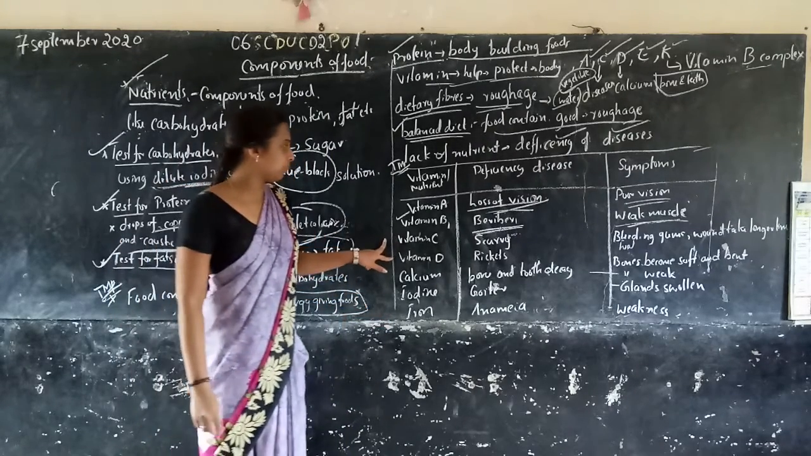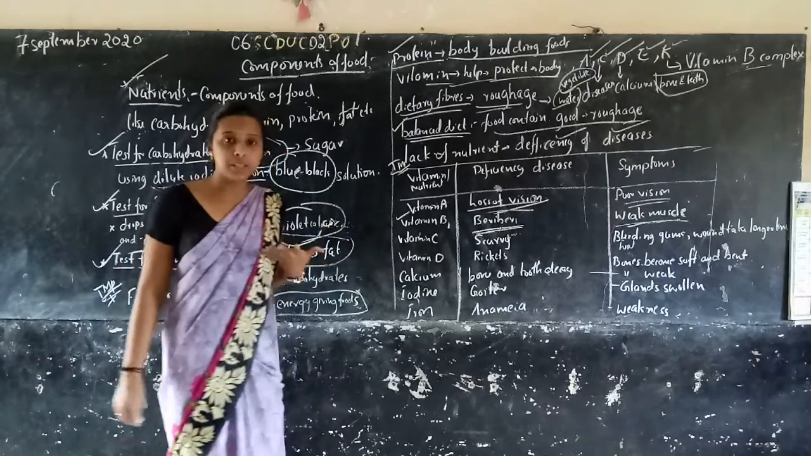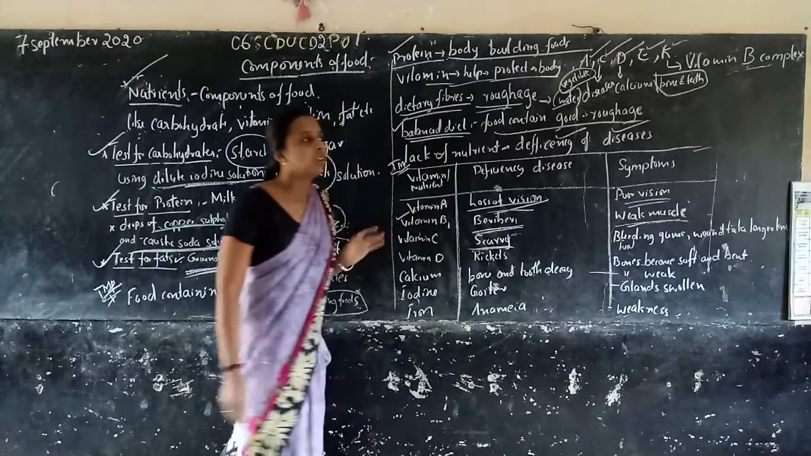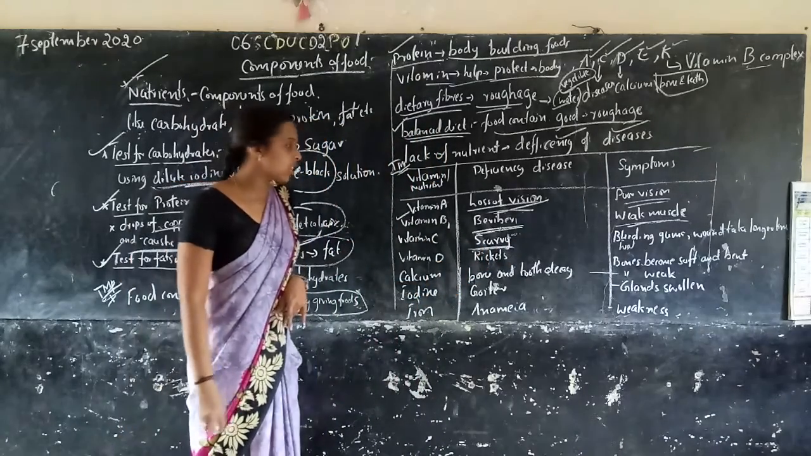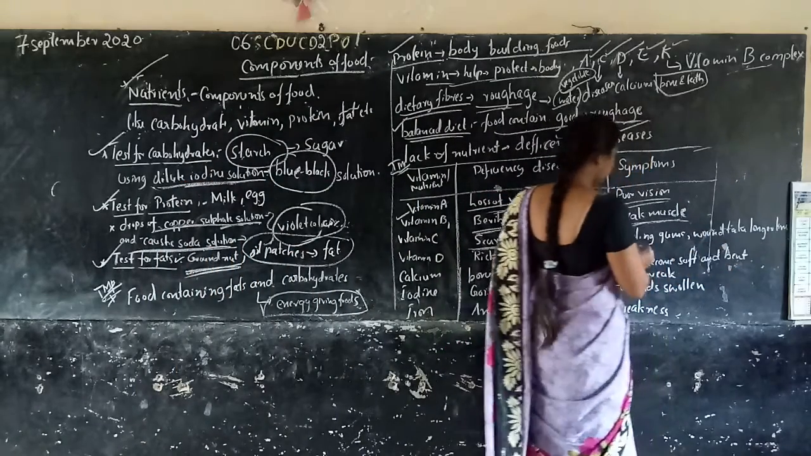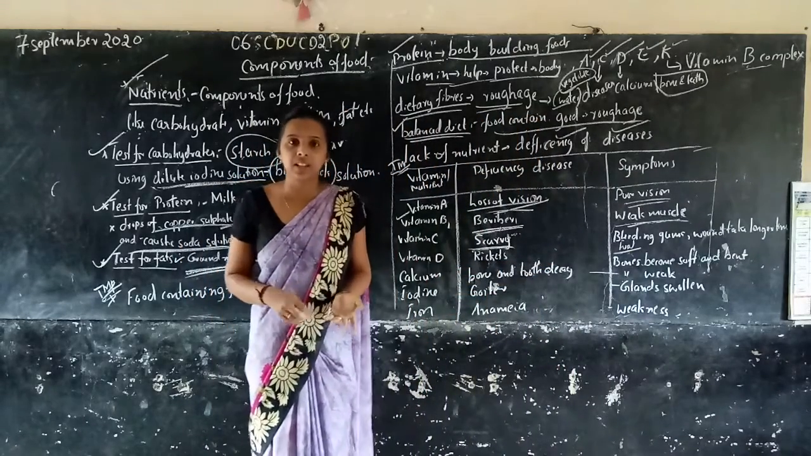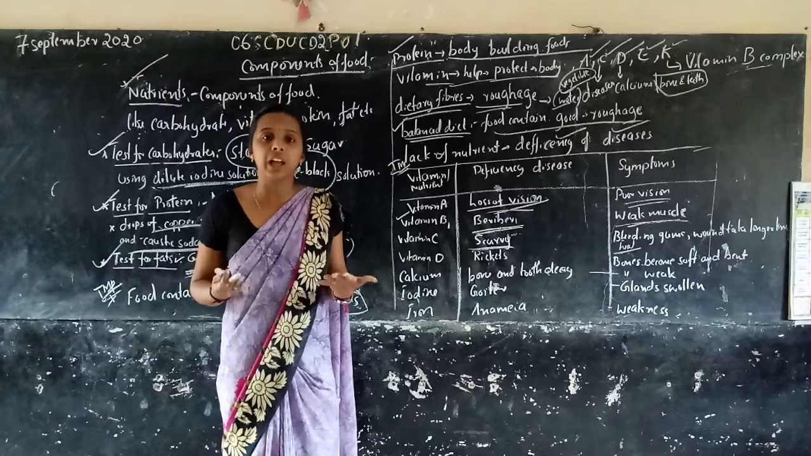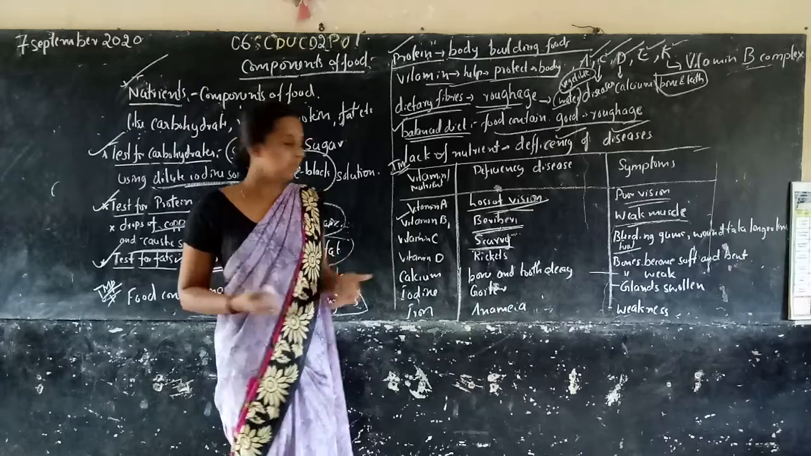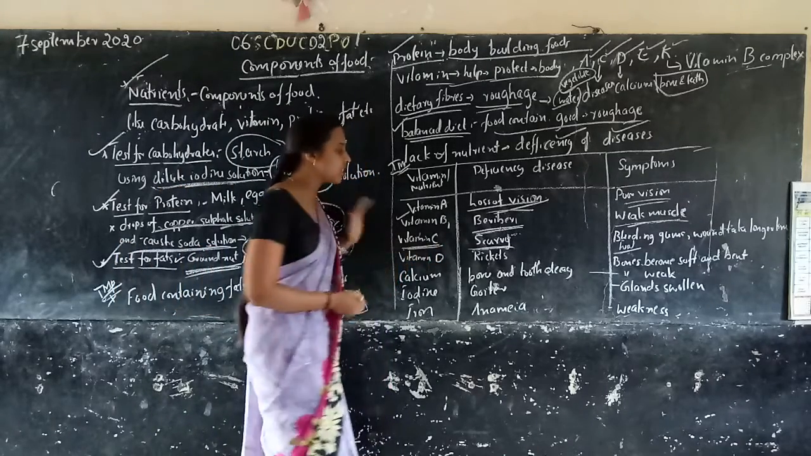Next, vitamin C. If there is a lack of vitamin C in our body, another disease occurs: scurvy. Scurvy means there is bleeding in the gums and wounds take a long time to heal. If we have any wounds on our hand or legs, they take a long time to heal, 1 to 3 weeks or 4 to 5 weeks, due to the lack of vitamin C. Lack of vitamin C means scurvy.